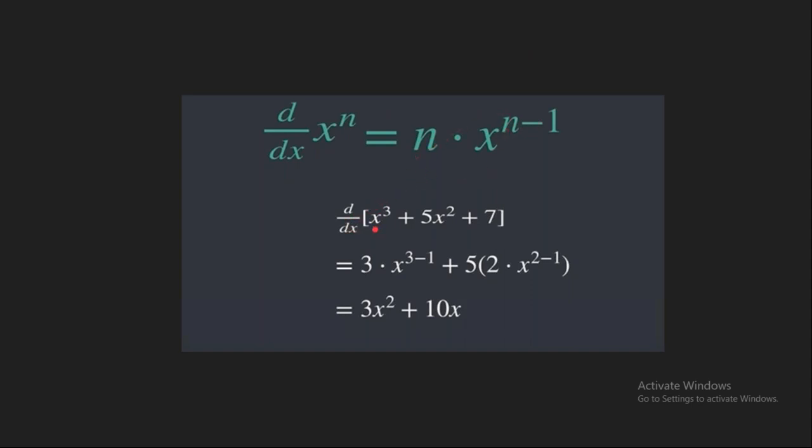So let's say we have this function. This is our cost function. It's x cubed plus 5x squared plus 7. So 3 will come in the front, then it will have 3 minus 1. Then 2 will come in the front, then it will have 2 minus 1. And 7 will be 0 as it is a constant. So after solving this, we will have 3x squared plus 10x.